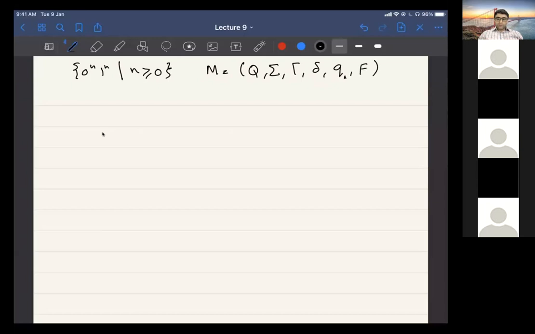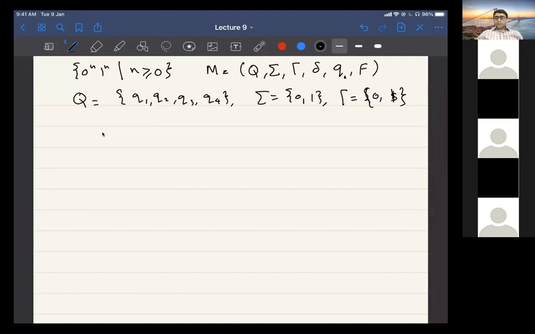So let's call the starting state Q1. In this case, our Q, since there are four states, we have Q1, Q2, Q3, Q4. Okay, sigma is 0 and 1, and gamma is 0 and dollar. Okay, why 0 and dollar? Because we will only push zeros, and we push dollar. Dollar is used just once, and F is Q1, Q4. In the following, I will write down the transition table.